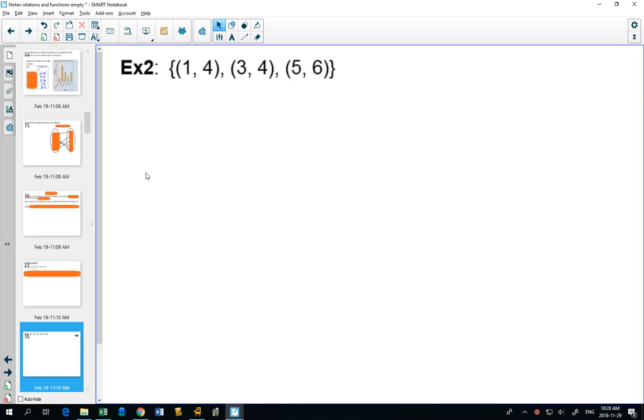Is this a function? Yes. So what you're looking for is, do I have a repeat of my x values? If I don't have a repeat of my x values, it will always be a function. It doesn't matter that the 4 appears twice, because for something to be a function, each x value has one y value. The x value of 1 has one y value, it's 4. The x value of 3 has one y value, it's 4. There's not a second y value for x equals 3.